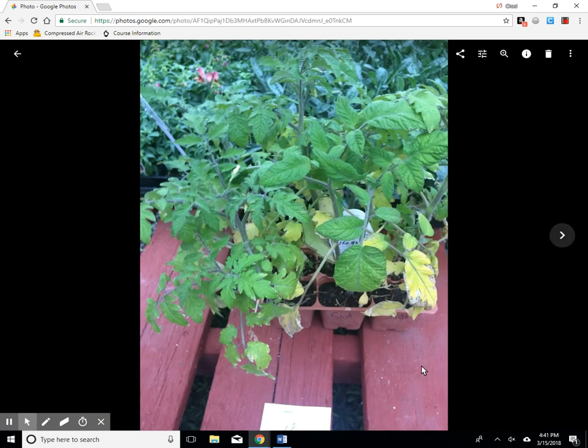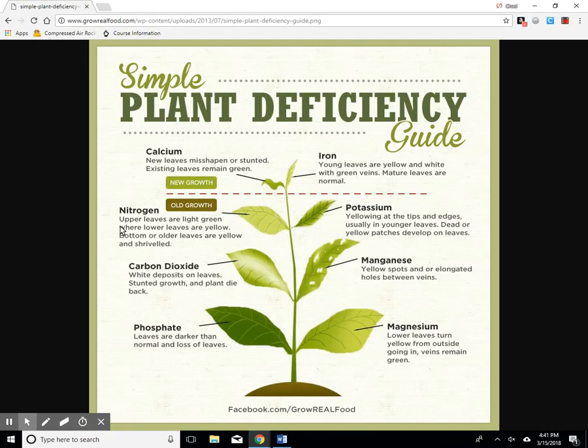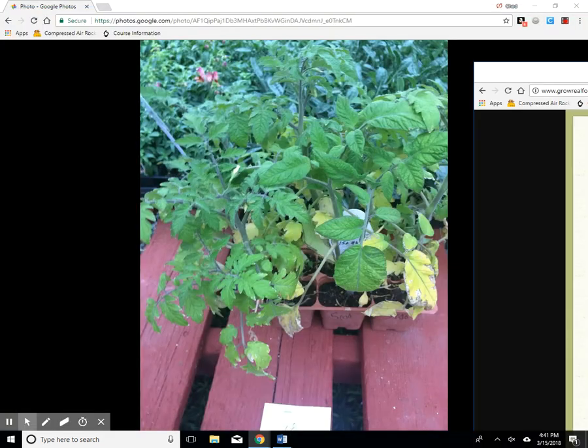Okay, so now we have another plant. Which leaves are being affected? The lower ones. Manganese. Manganese is one that gets a little bit of holes in there. So it could be that.